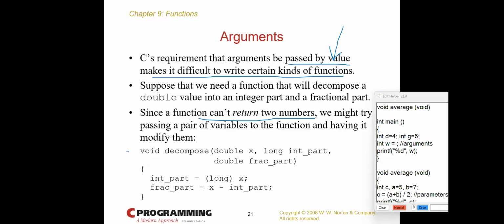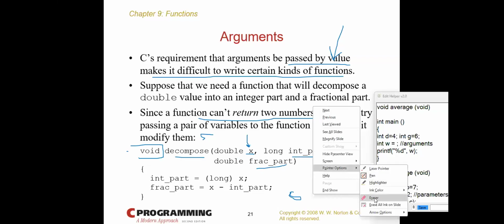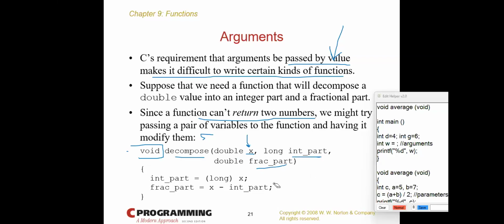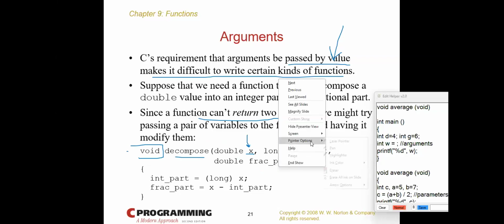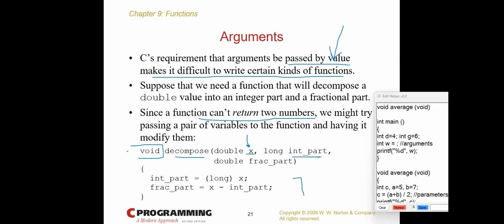So this is an example. We have a void function, so it is not returning a value. The name of the function is decompose. It takes one, two, three variables. So what is this? Double x is a double variable. Integer part gives us the integer part of the variable. So let's say x is 8. It's really difficult for me to write it. Probably I'll switch to another number.